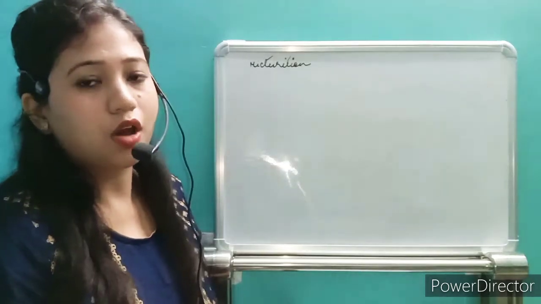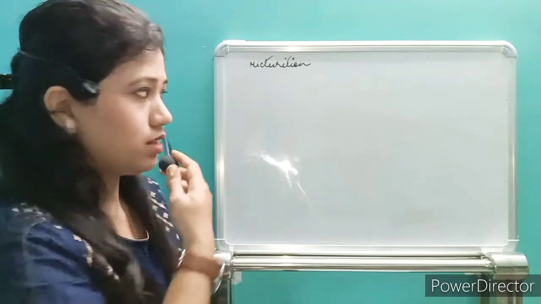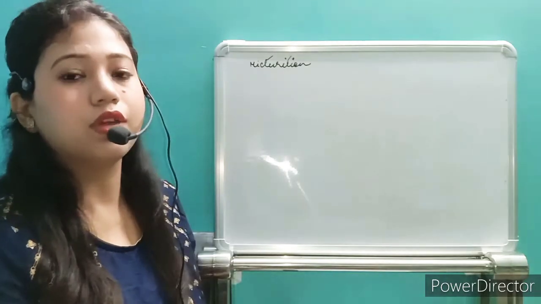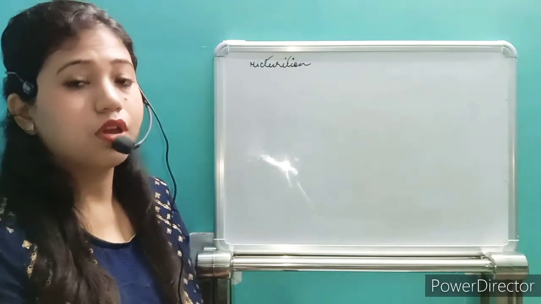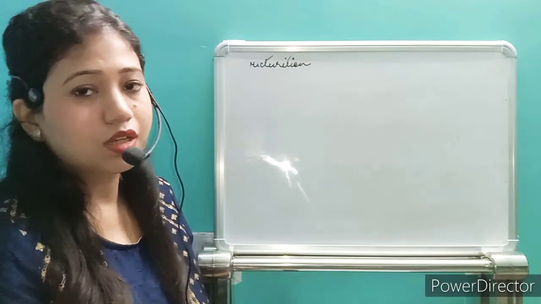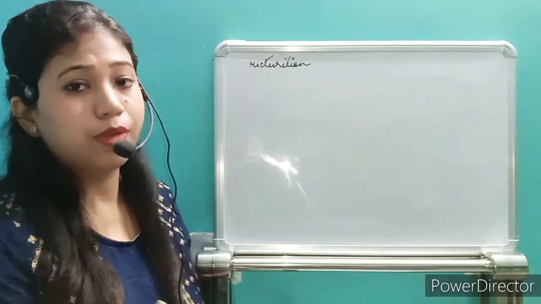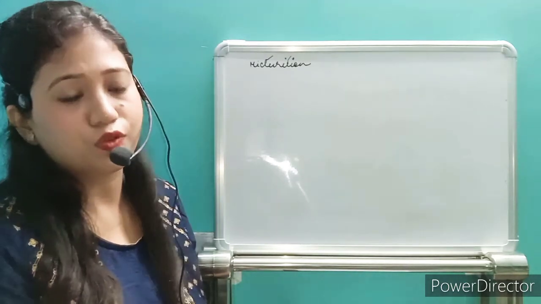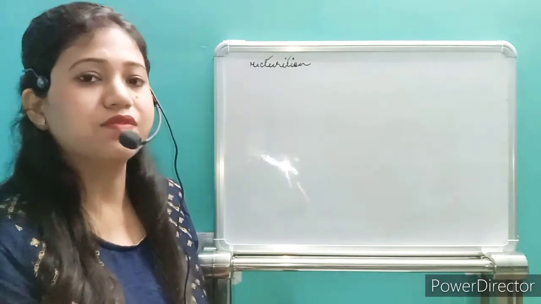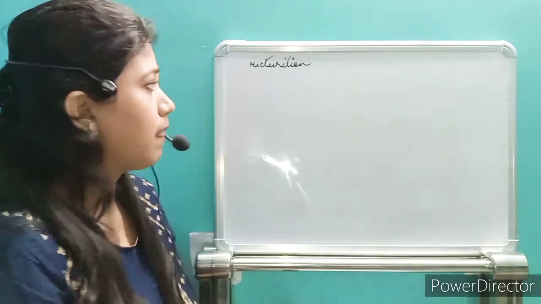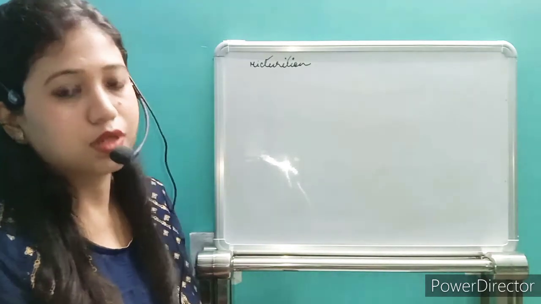Hello students, and now we'll move to the next part, that is micturition. Already we have studied the process of urine formation, then after that how by 3 steps the mechanism of urine formation occurs. Then after that we have seen the countercurrent mechanism. Now we'll see the next step, that is micturition.